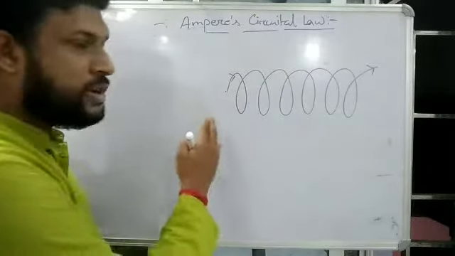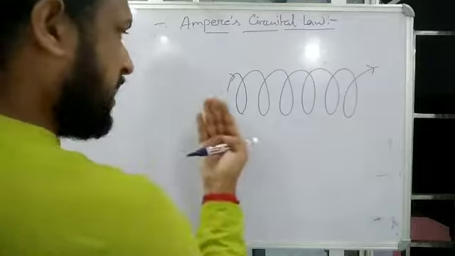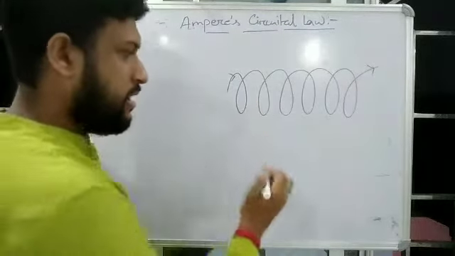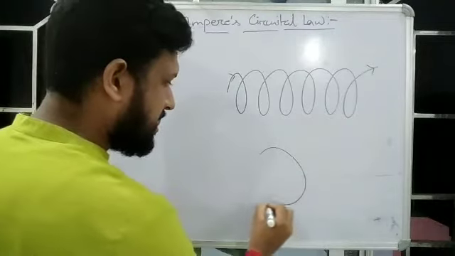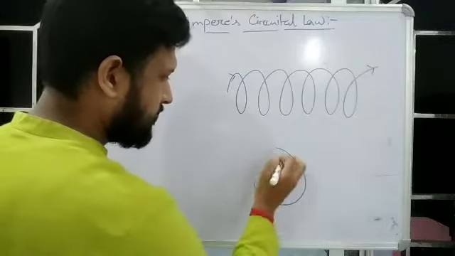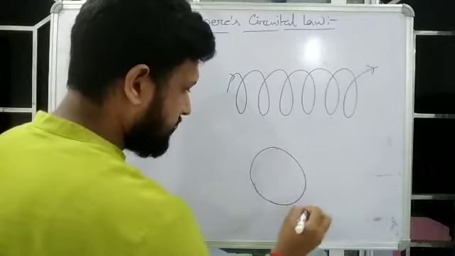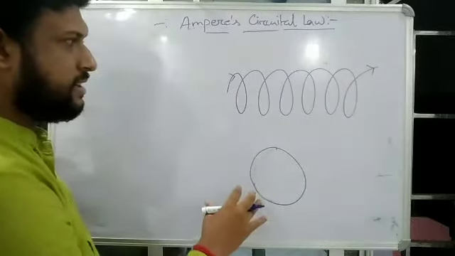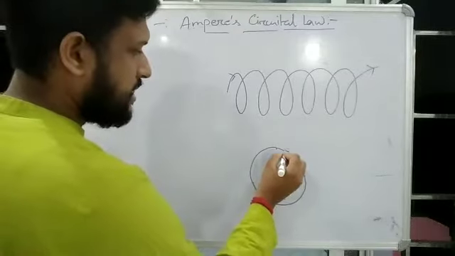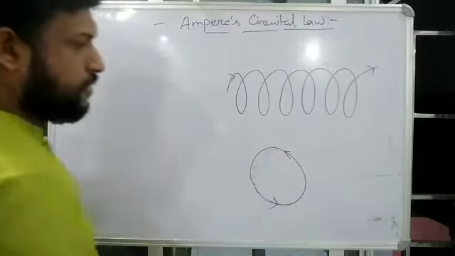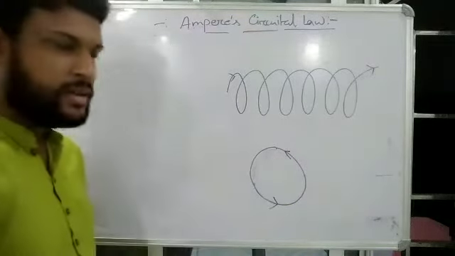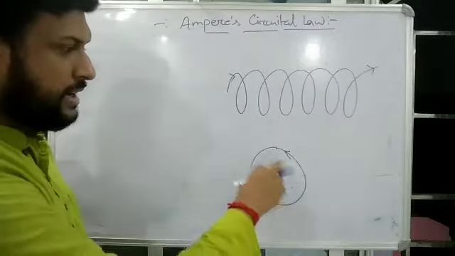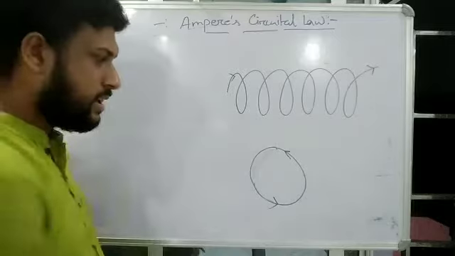Whenever you are looking at the solenoid from the front, suppose you are looking at the solenoid from the front, you will see a circular turn like this, isn't it? And suppose the current is rotating in this direction, which is anti-clockwise, right? This is anti-clockwise.